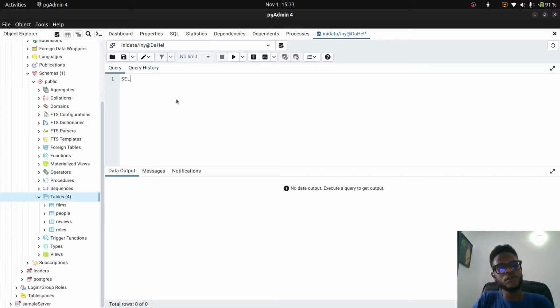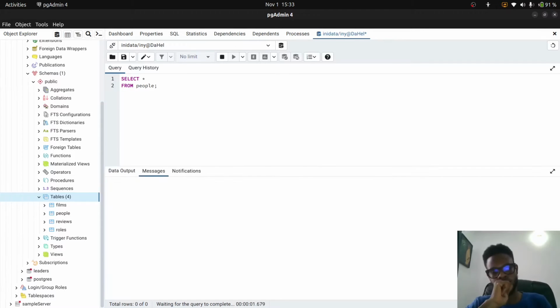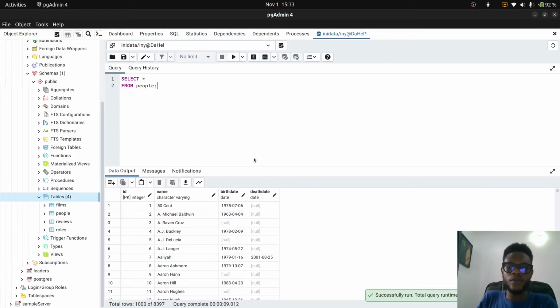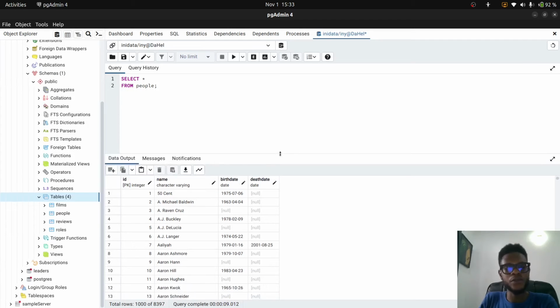The first thing is to view data in the people table so I know what I'm working with. So select all the columns from the people table. Okay, and this is the people table. You can see it has the ID, the name, the birth date, and the death date. And the question requires us to calculate the percentage of people dead.